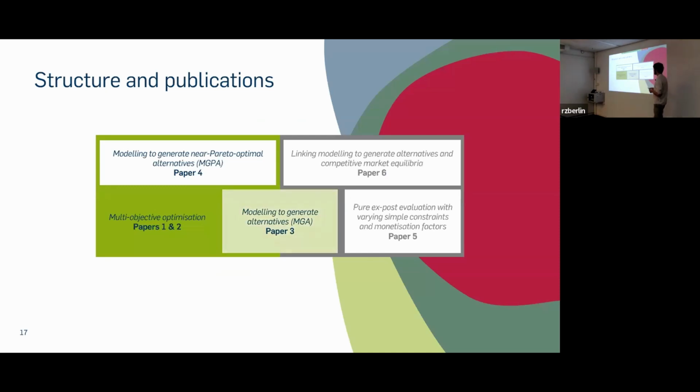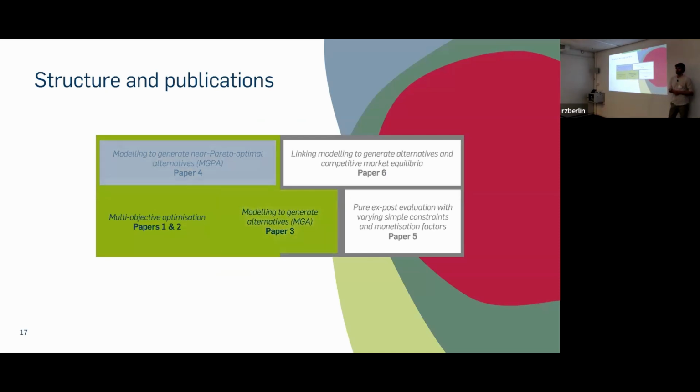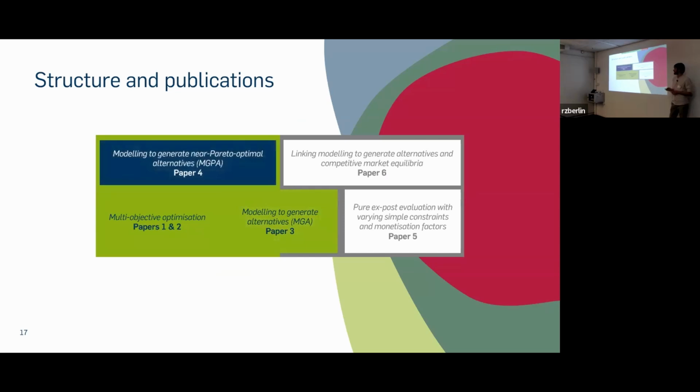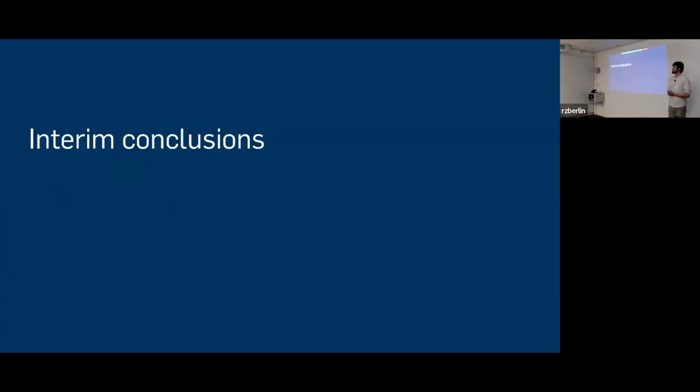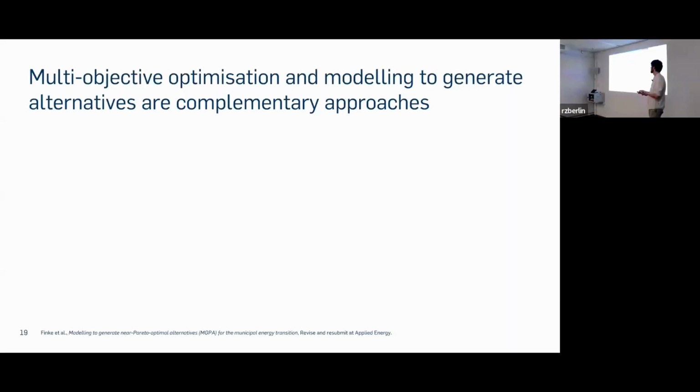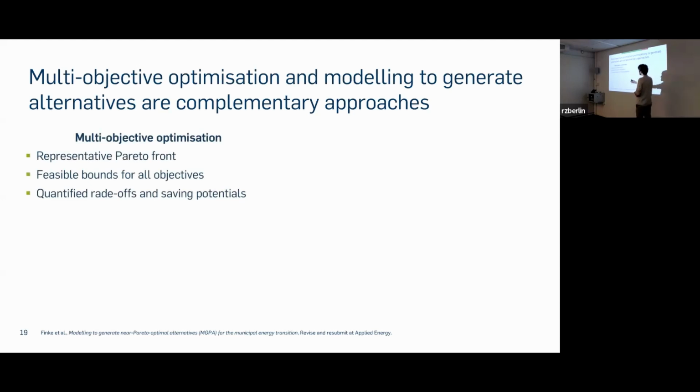Right, that was the MGA stuff. So now I want to talk about a combination we developed, which is called Modeling to Generate Near-Pareto-Optimal Alternatives, or MGPA. But before I do that, or to motivate that, I want to draw some interim conclusions about what we saw so far. What we saw with multi-objective optimization is that we generated a kind of representative Pareto front and saw what the feasible bounds for our objectives are.